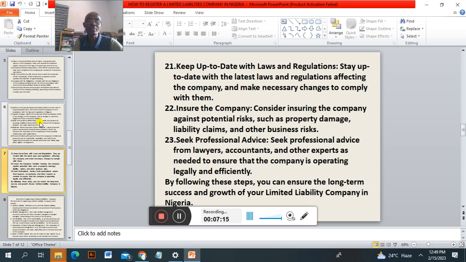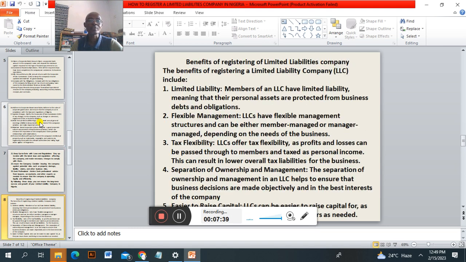Number 23, seek professional advice. Seek professional advice from lawyers, accountants, and other experts as needed to ensure that the company is operating legally and efficiently. Follow these steps and you can ensure the long-term success and growth of a limited liability company in Nigeria.